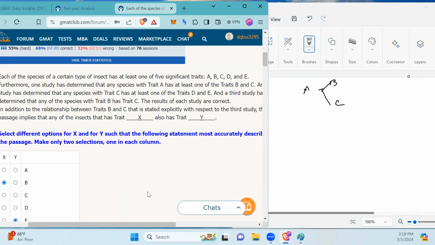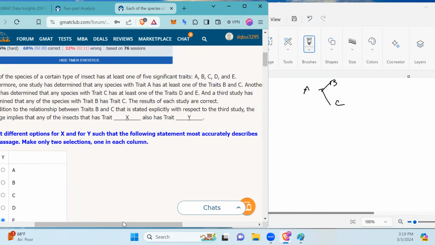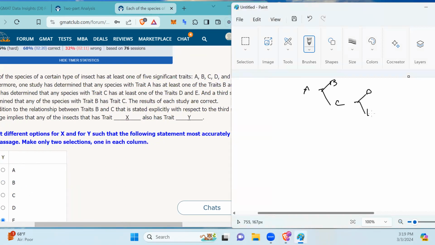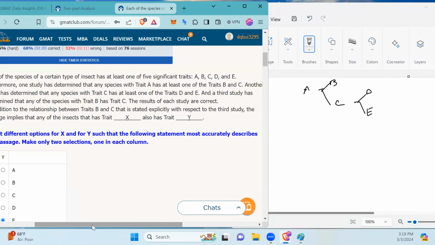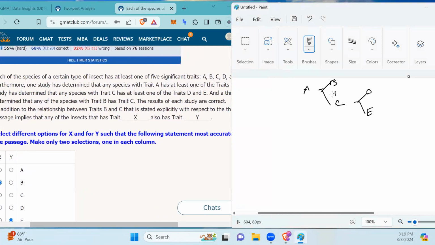And then all C has either D or E. So another layer of the tree. And all B has C. All of the species with trait B also have trait C. So you can think of C as this big group, and then B would be a subset of that. Any species with trait B has trait C, so species with trait B is going to be a subset of species with trait C.